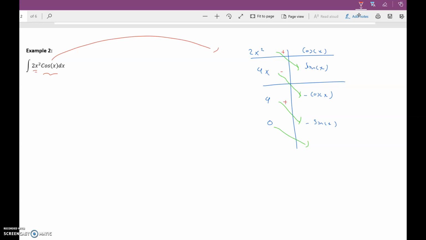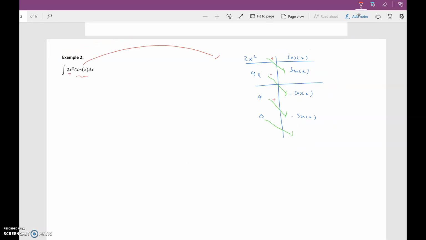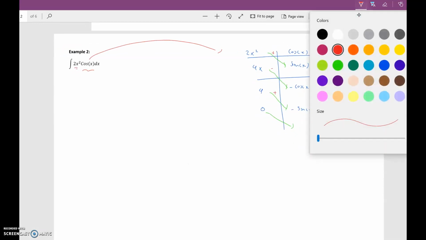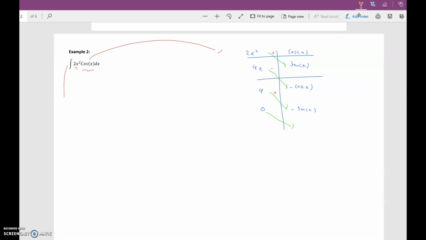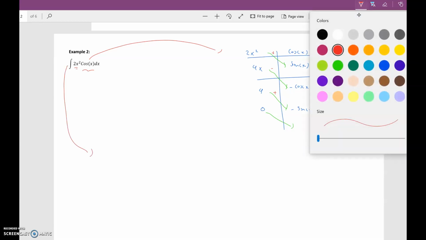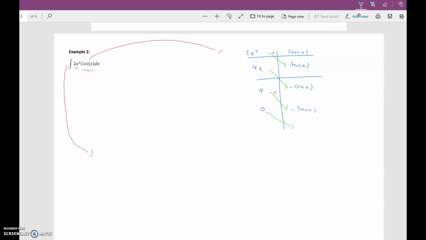So let me rewrite the problem, and I think I'm going to have to rewrite this one entirely. I think we can fit it here. So the actual problem that we're dealing with is the integral of 2x squared cosine of x dx, which is going to be equal to the following. The multiplication of the first terms. So in this case, 2x squared times sine of x. So this is a 2x squared sine of x.